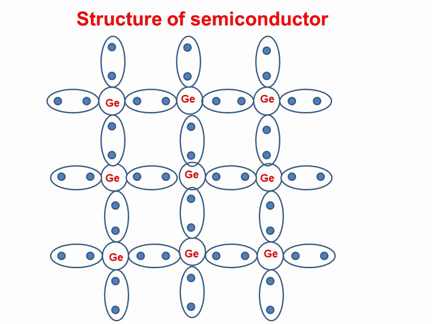Finally, we are getting the structure of semiconducting materials, for example, germanium. This is for intrinsic semiconducting materials. Here all the electrons are bonded, so the mobility of electrons is not possible. So, we are going to dope the intrinsic semiconductor.